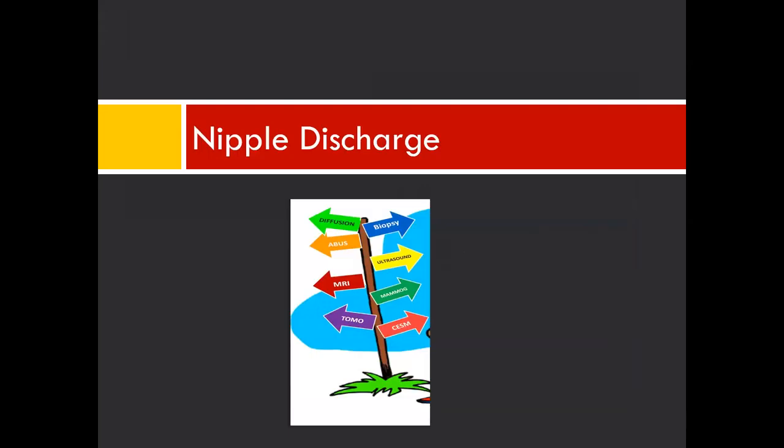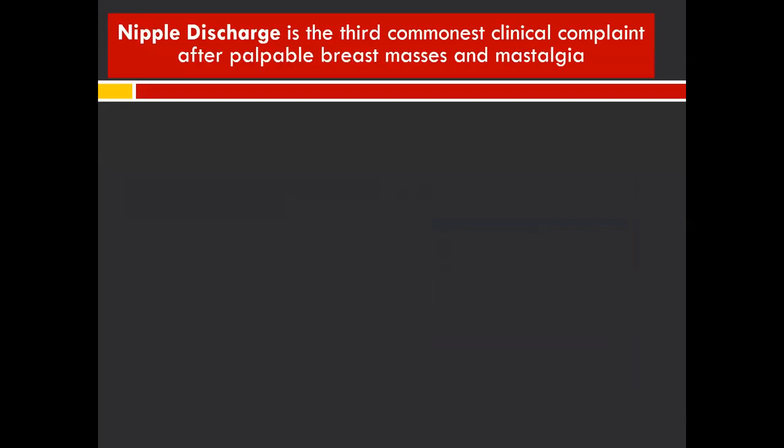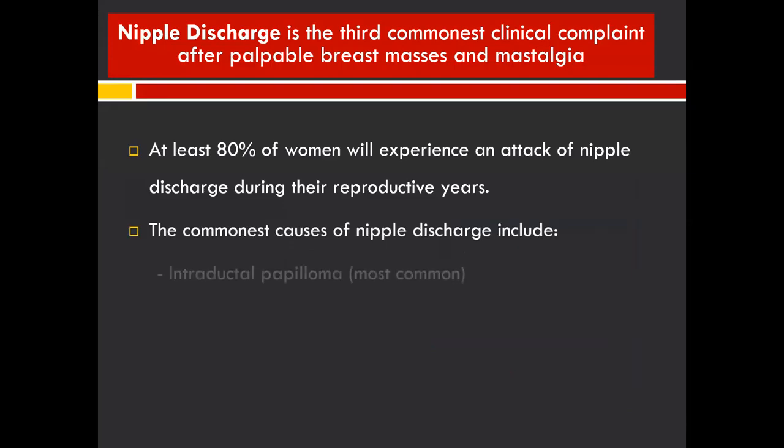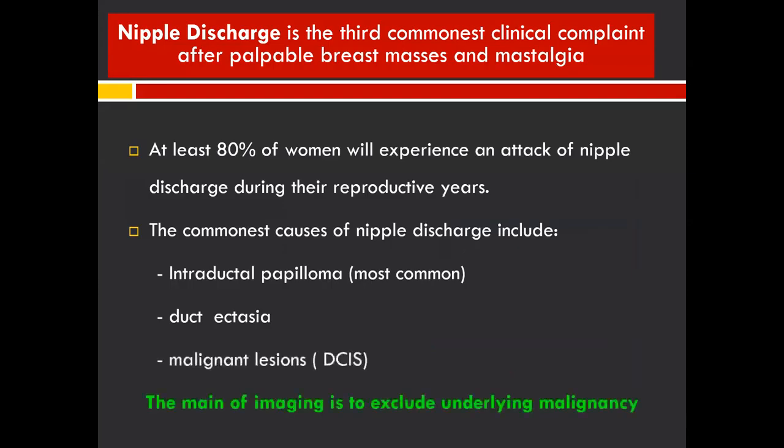And now we move to the next step, and this is the nipple discharge. Again, nipple discharge is a common clinical complaint. At least 80% of women will experience an attack of nipple discharge during their reproductive years. The commonest causes of nipple discharge include intraductal papillomas, which is the commonest, duct ectasia, malignant lesions like DCIS, and the main aim of imaging is to exclude underlying malignancy.